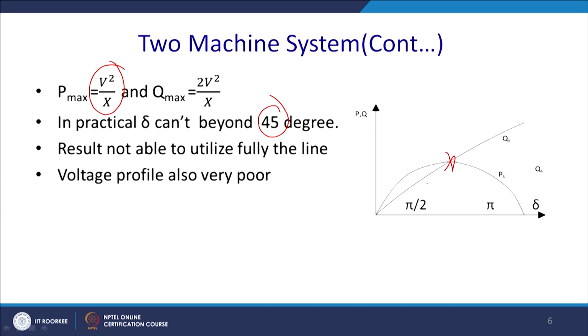This is the point where the angle is 90 degrees. So you have to operate somewhere here, this is 45 degrees, and this value is V square by x into 1 by root 2, which should be the power. Similarly, this line corresponds to the reactive power. So how can the reactive power be enhanced, and thus how in this way can we increase the stability limit of the system? Let us see.